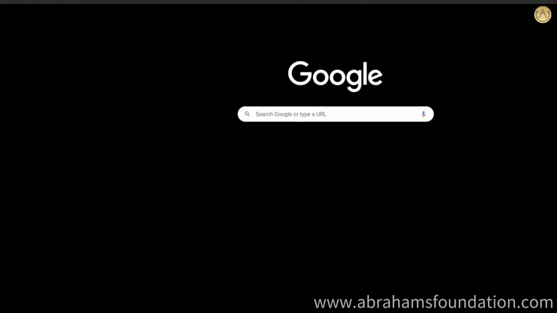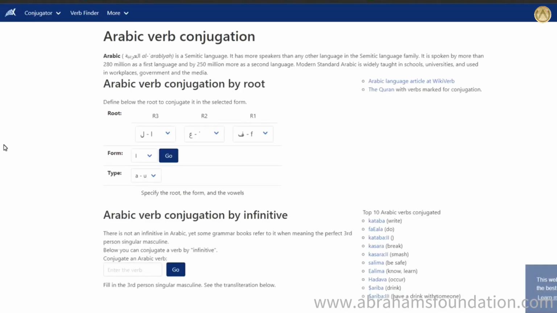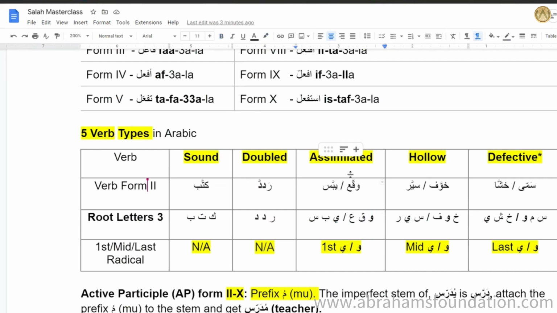Let's bring out something here. Let's use this one. So radical 1, radical 2, radical 3, or root. So here, assimilated: the first letter is either a waw or a ya.